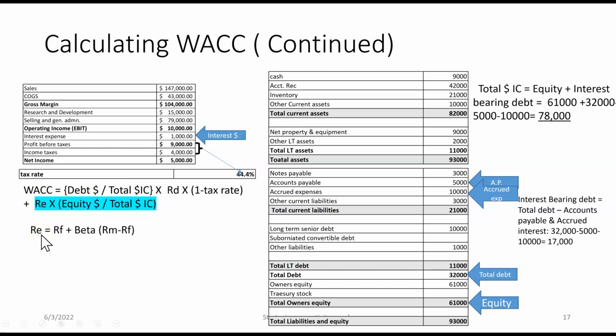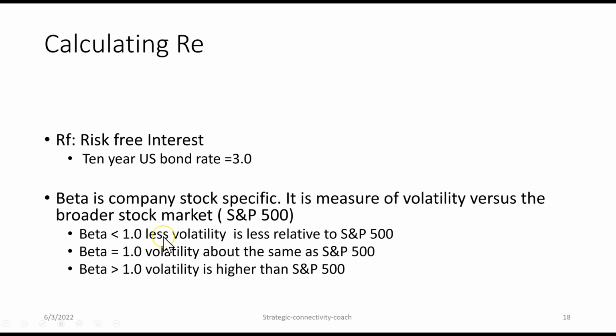RE is what the investors are expecting. And the formula is risk-free rate plus beta multiplied by market rate minus risk-free rate. The stuff in the parentheses is called a risk premium. So what does that mean and how do we calculate it, right? So let's talk about that.